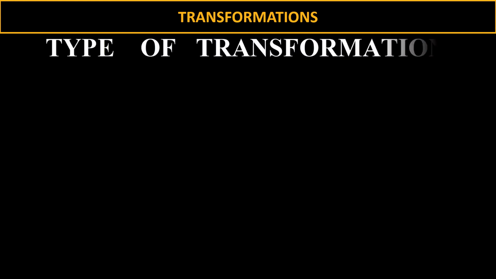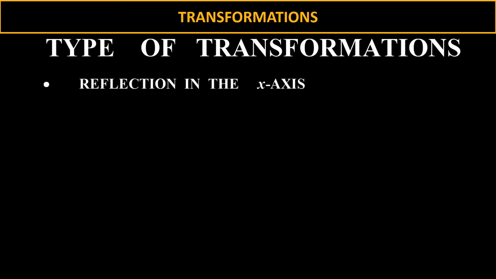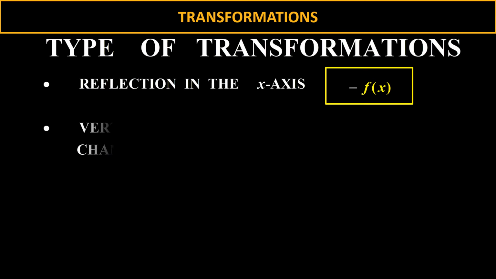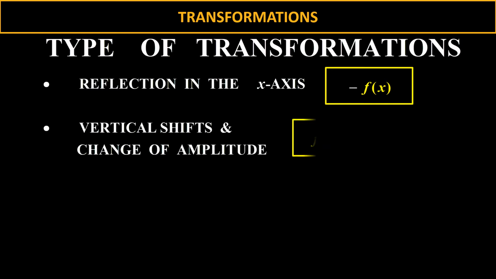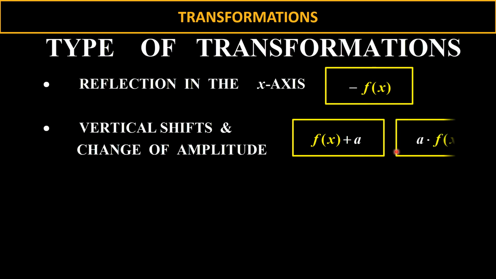Now let's look at the different types of transformations. The first one is reflection in the x-axis, and that is denoted by negative f(x). If my function is f(x), then the reflection in the x-axis will be negative f(x). Then we have vertical shifts, which are f(x) plus a, a constant. And change in the amplitude will be a times f(x). So the change in the amplitude is a f(x), and the vertical shifts are f(x) plus a.